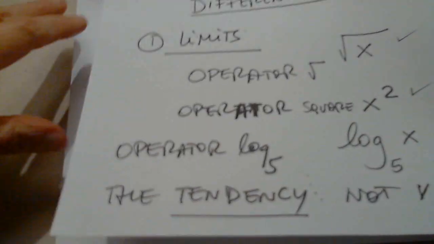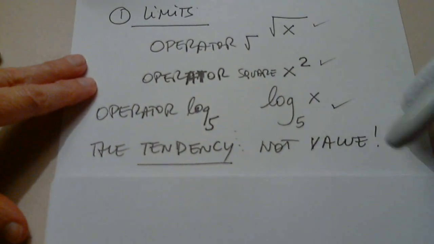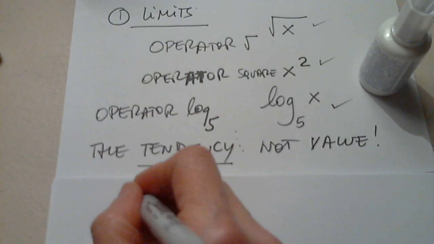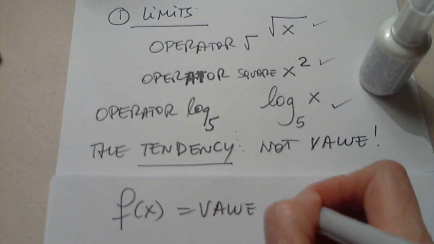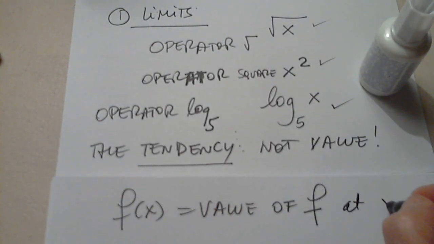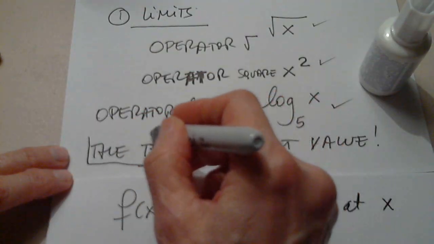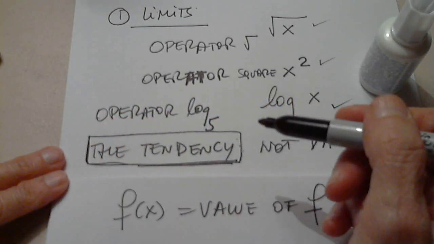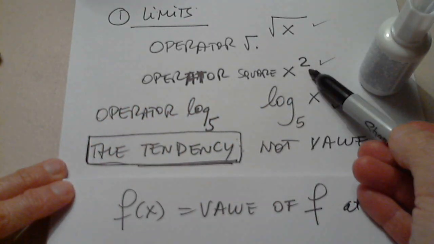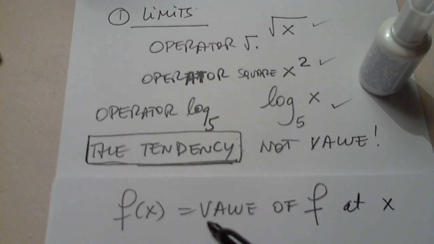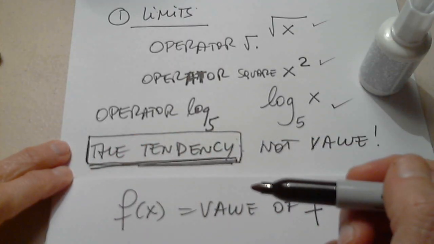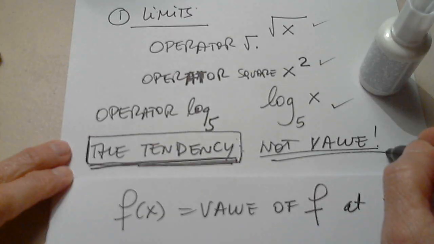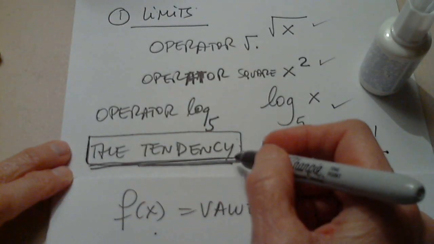Here's another operator, since we are talking about operators. f of x is the value of f at x. But by the tendency, this is something new. We have not seen this in algebra. We've seen the square root operator, the square operator, the log operator, the value operator, but we have never talked about the tendency of a function, not value.